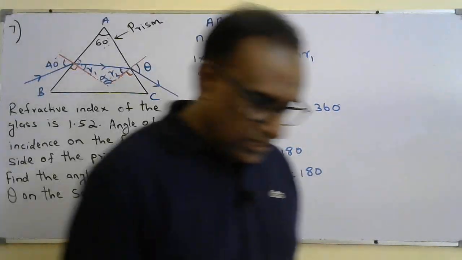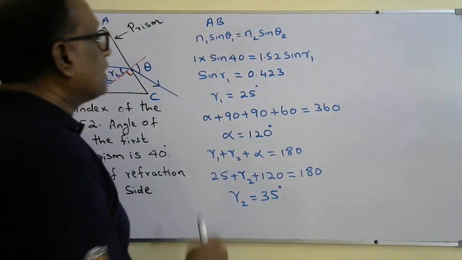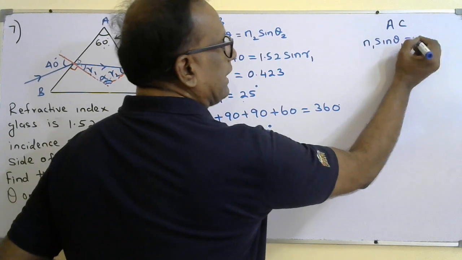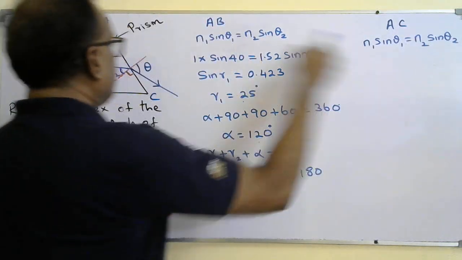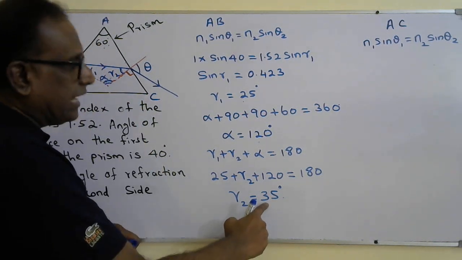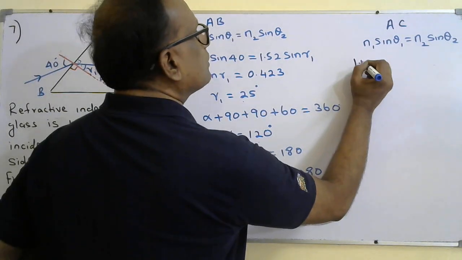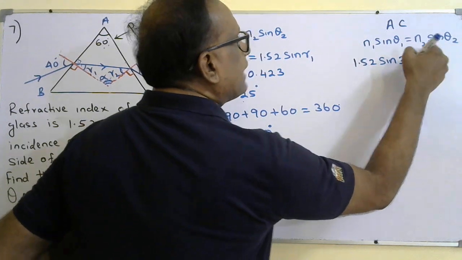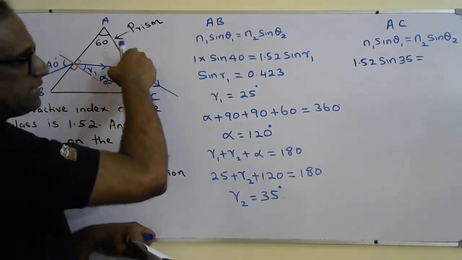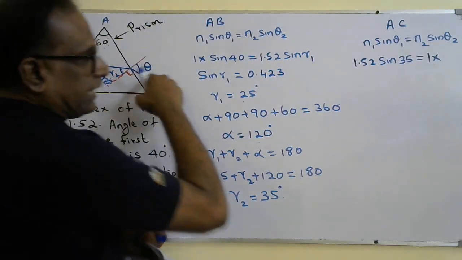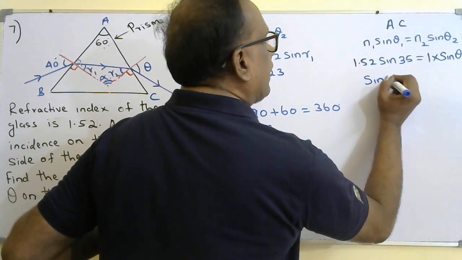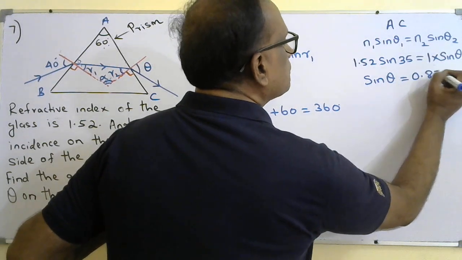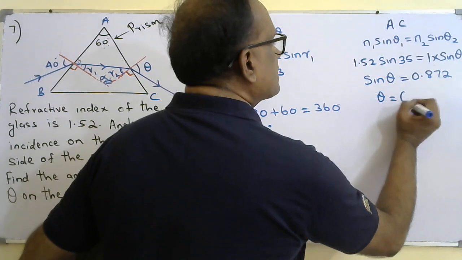Okay, so now you know the angle of incidence at the second face. Now use Snell's law for the boundary AC. N1 sin theta 1 equals N2 sin theta 2. N1 is inside the glass, 1.52, and the angle with the normal is 35 degrees, so 1.52 sin R2. In the air, N2 is 1, into sin theta, where theta is what I need to find. Sin theta will be equal to 0.872. So theta will be equal to 60.73 degrees.